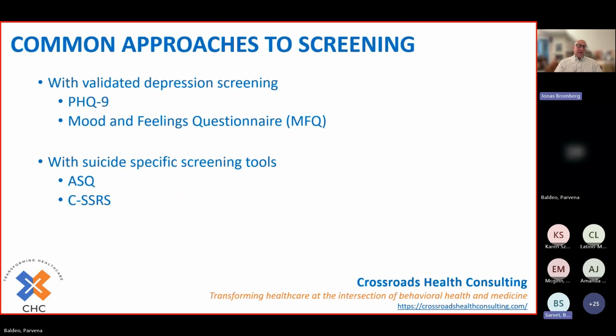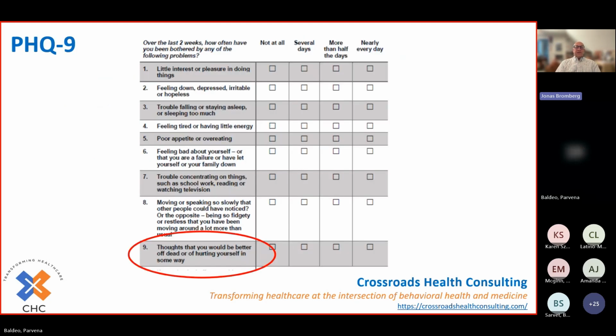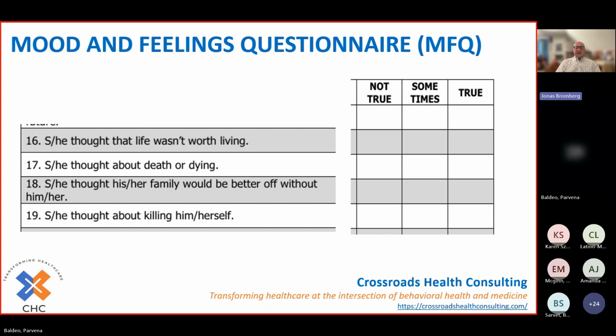We talked, as you heard last month, there are two sort of directions people go with this, using validated depression screening and suicide-specific screening tools. And there was some discussion of all this last month, so we can go on to the next slide. As you know, and probably very familiar with, this 9th item on the PHQ-9, very direct question about suicide. Next slide. Mood and feelings questionnaire has a set of questions addressing this. Hopefully you're all familiar with that as well.